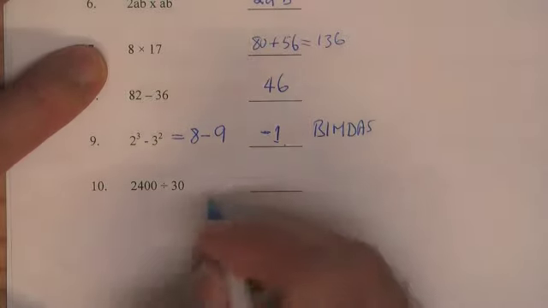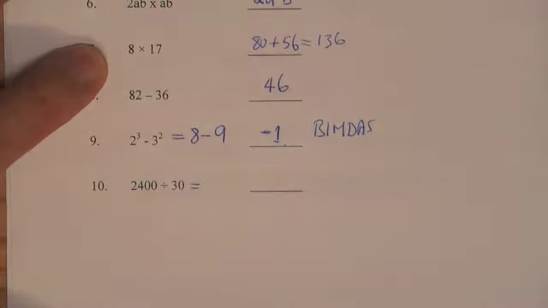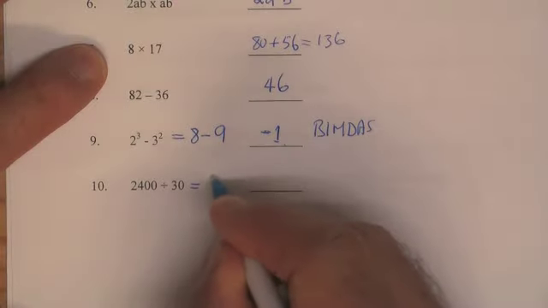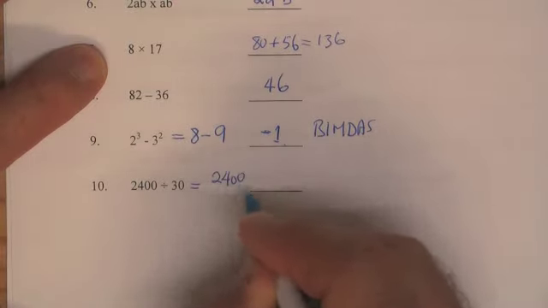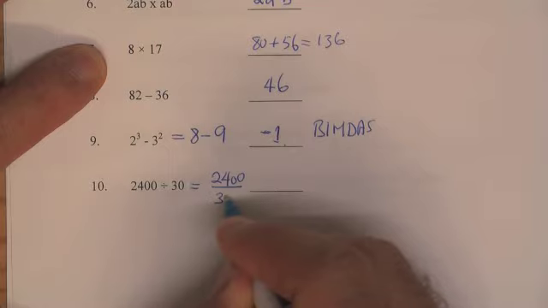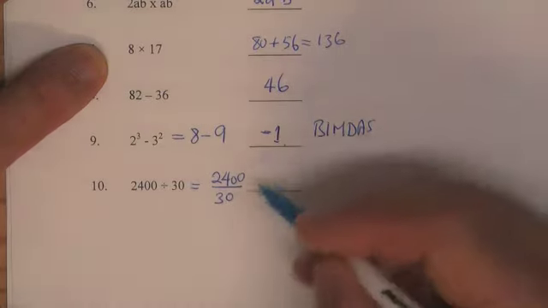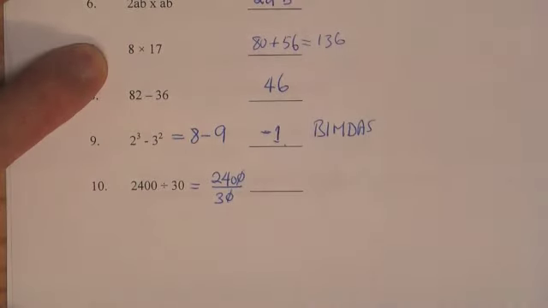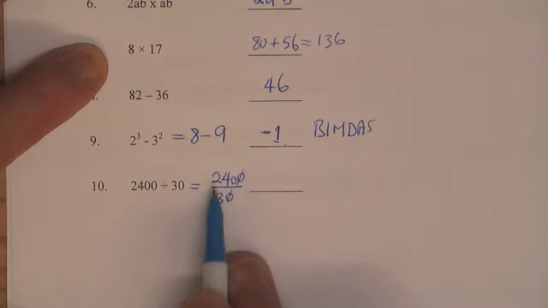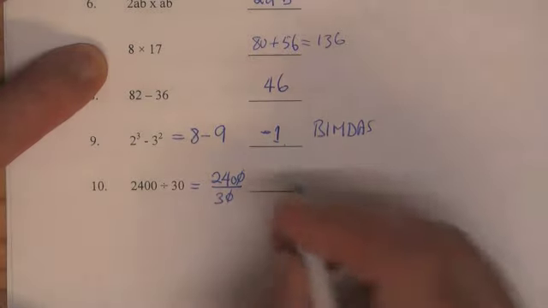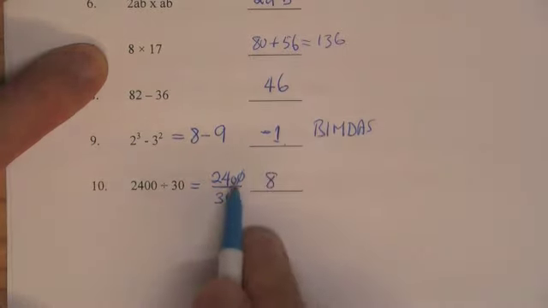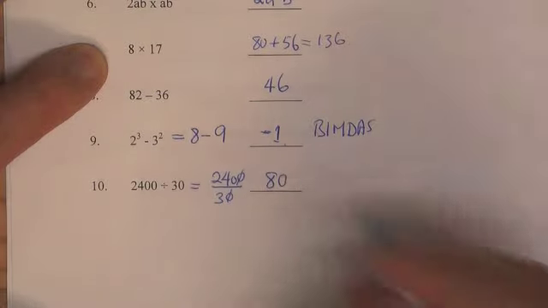Right. I think it's probably easiest, since I'd go about explaining this in class this way, I'll write this as a fraction. 2400 over 30. Now those zeros will cancel. That just leaves us 240 divided by 3, or 24 divided by 3 is 8, and there's still the 0 to be carried across, 80.